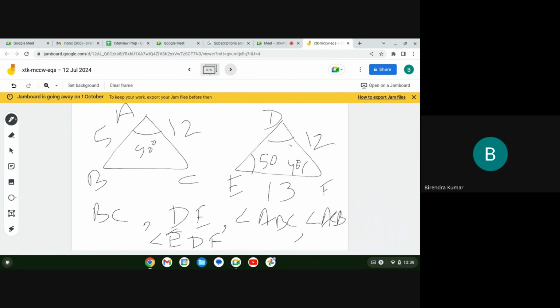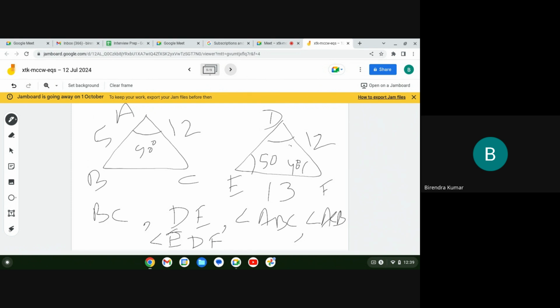So this is one triangle ABC. I'm just reading it for you so that you can relate it if you're not able to read my writing. ABC is a triangle where one side AB is 5 centimeters and AC is 12 centimeters, and the angle BAC is 90 degrees.